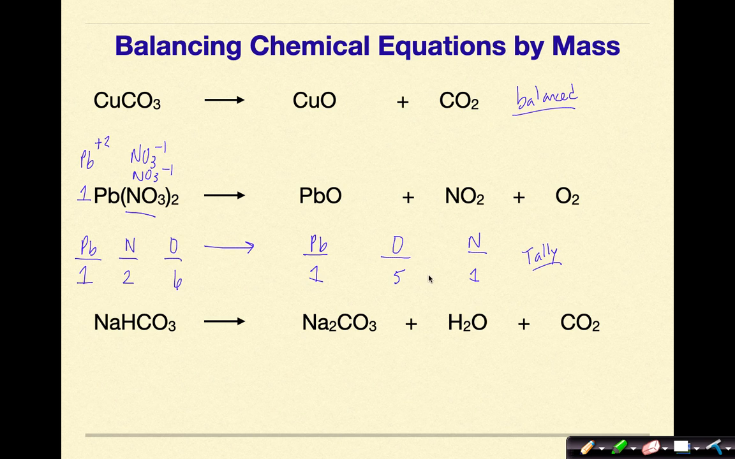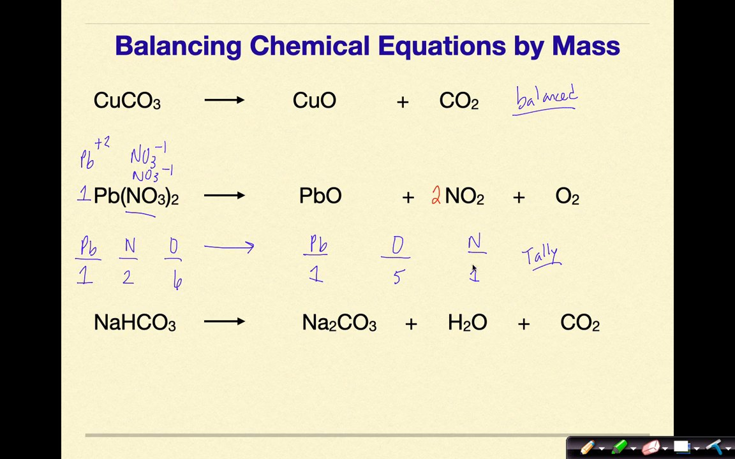Now, if you're wondering what the first move should be, you can go to our tally and compare the leads, which are 1 and 1. They are in balance. Our nitrogens are not in balance, 2 to 1, and our oxygens are not in balance, 6 to 5. If we were to balance the nitrogens, I would put a 2 in front of the NO2 on the product side logically.